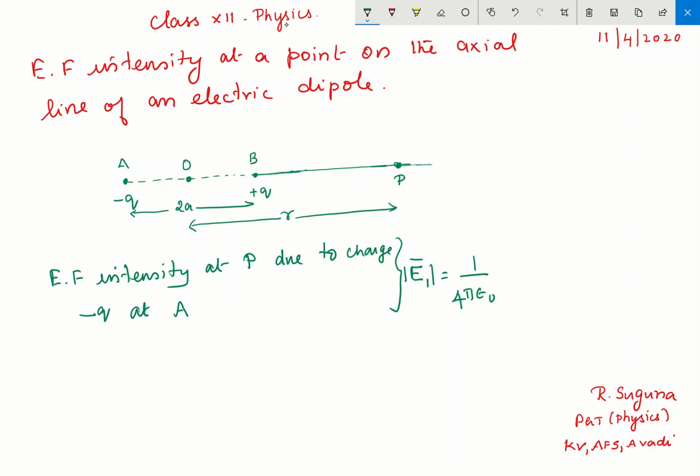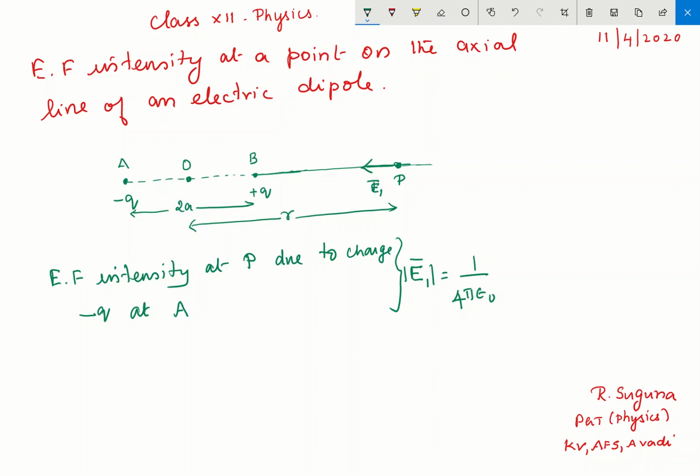This is the direction of E1. The force experienced by a unit positive charge at P due to minus Q will be an attractive force. Therefore, it will be along PA. This is the direction.